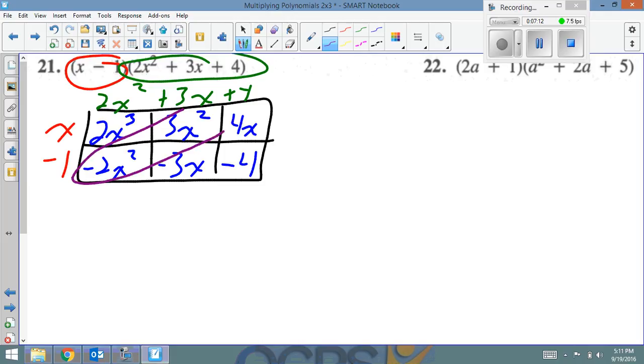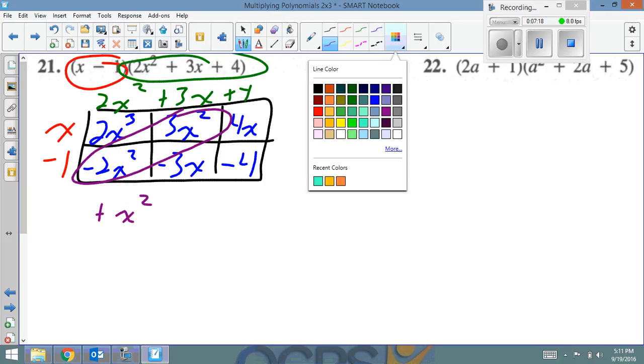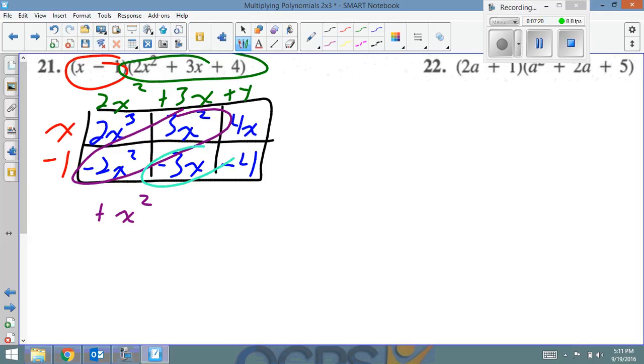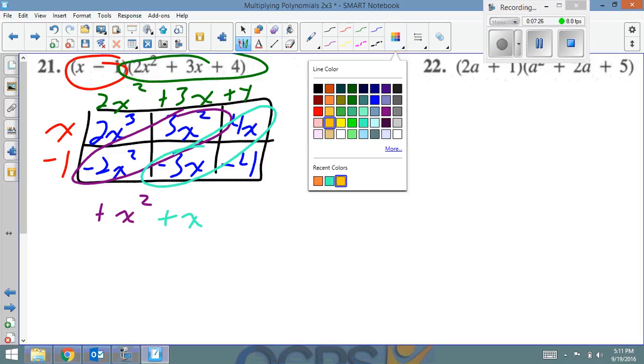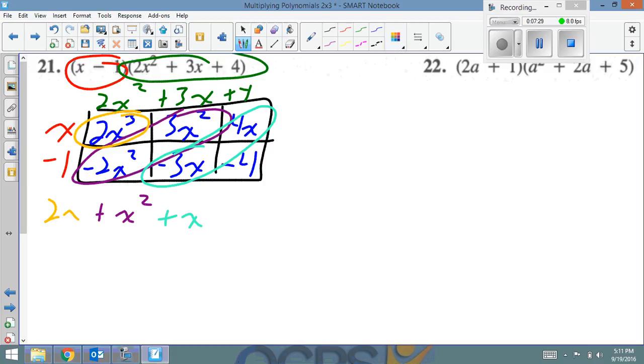Add diagonally, 3x squared plus negative 2x squared is positive x squared. Negative 3x plus 4x is going to be positive 1x. 2x to the third is going to go in the front. Negative 4 is going to go in the back. And you are done.